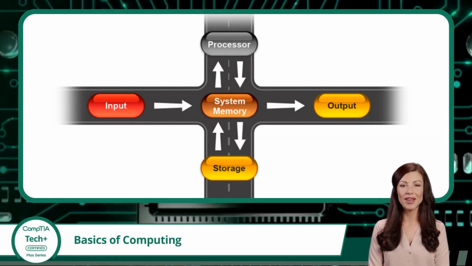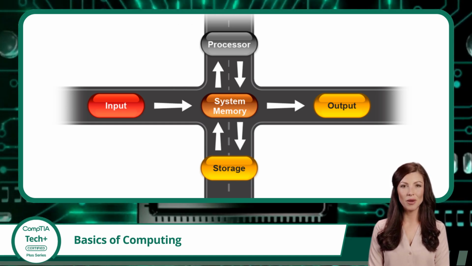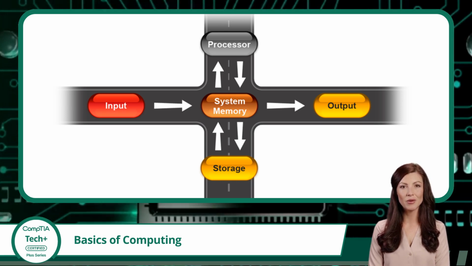So, when you put it all together, you have a system that takes an input, performs processing, sends results to output, saves information using storage, and coordinates everything through system memory, all moving along hardware pathways and following instructions provided by software.